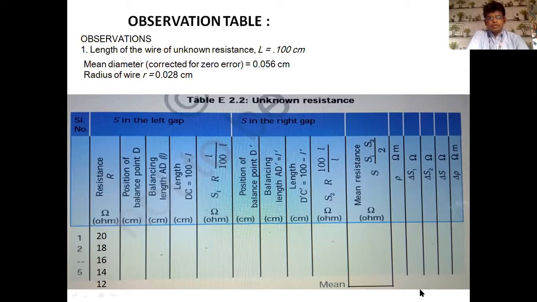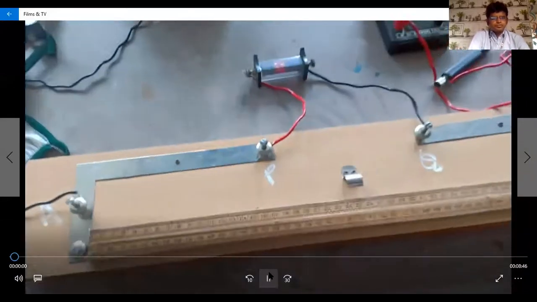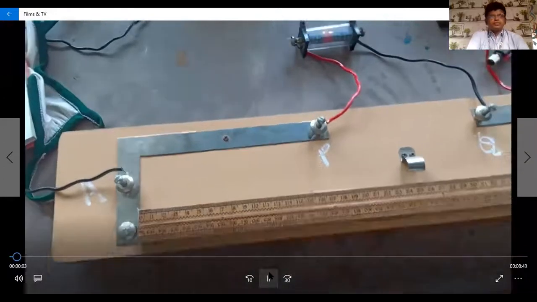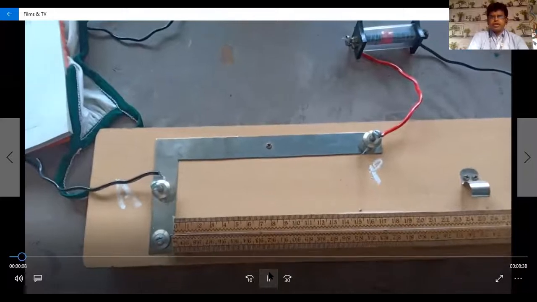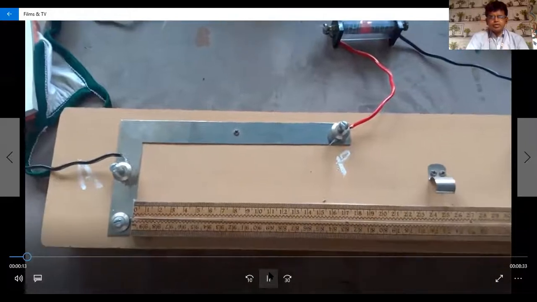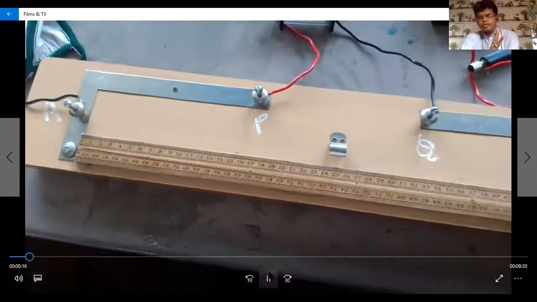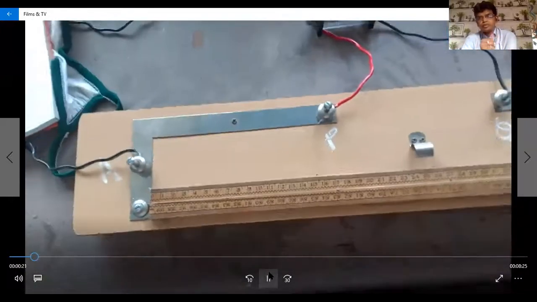So starting with the video. Each and every student should watch the video very carefully. So first, this is a 1 meter bridge. This Wheatstone bridge is made with 4 R values. 3 are known values and 1 is unknown. With the help of the 3 known R values, we find the fourth one, the unknown R value.